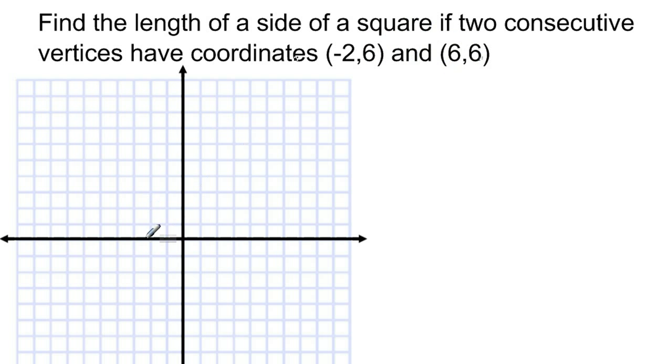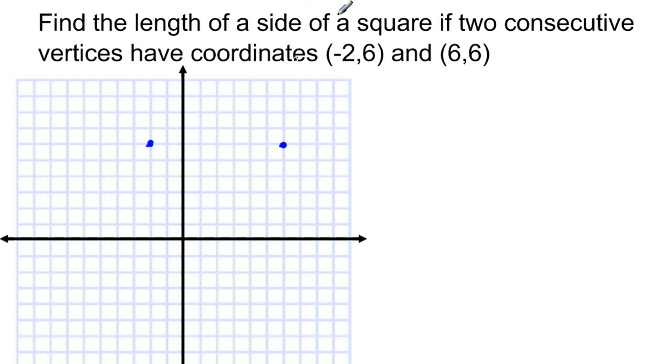So if I go to -2, comma 6, 1, 2, 3, 4, 5, 6, I put my point here, and then I go to the next, which is (6, 6), so 1, 2, 3, 4, 5, 6, up to 6 here, I put my other point.